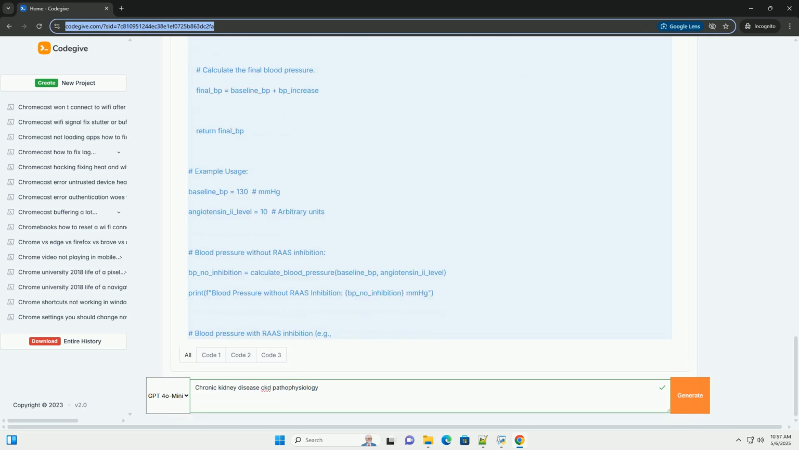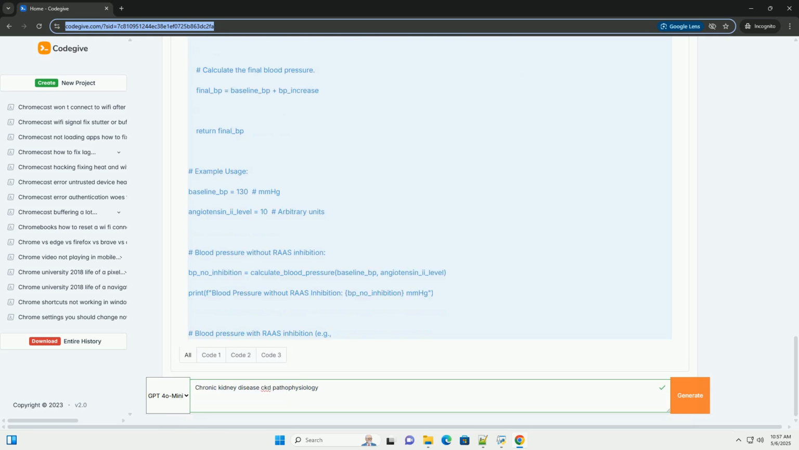Explanation. The calculate_blood_pressure function models how angiotensin II influences blood pressure, and how RAAS inhibitors would theoretically lower blood pressure. Again, this is a very simplified model. Blood pressure regulation is far more complex, involving multiple systems, for example the sympathetic nervous system and natriuretic peptides. Angiotensin II levels also fluctuate based on many factors.